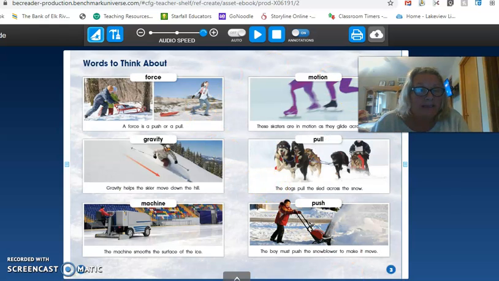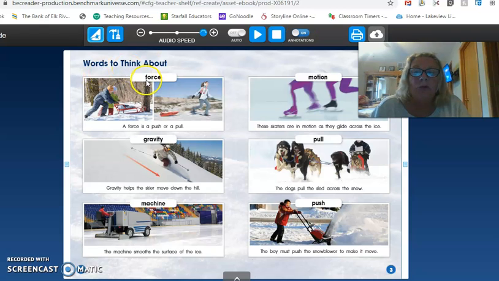Here are some words to think about as we read. Force. A force is a push or a pull. Gravity. Gravity helps the skier move down the hill. Machine. The machine smooths the surface of the ice. Motion. These skaters are in motion as they glide across the ice. Pull. The dogs pull the sled across the snow. And push. The boy must push the snowblower to make it move.